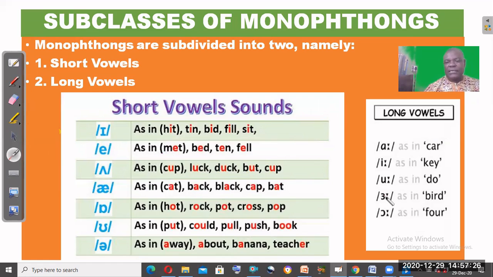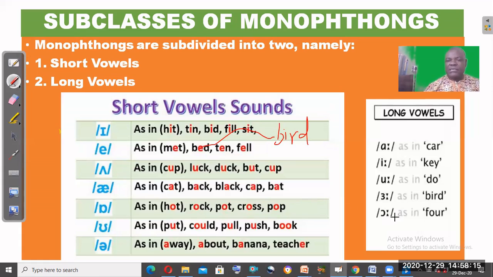The next one is as in bed. And we can contrast this with as in met, bed. Because let's attempt to contrast bed with B-I-R-D. So we can say there is a bed in the bed. Bed, bed. All right?